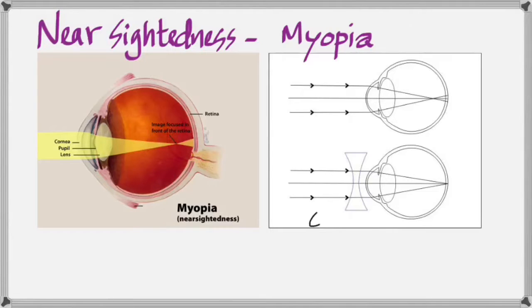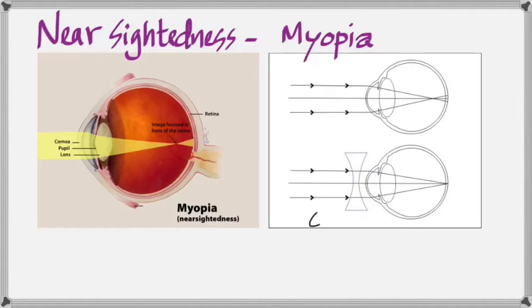How do we correct that? It's very clear here. You correct it by using a concave lens. Why? Because a concave lens is a diverging lens, isn't it? Because it's a diverging lens, it's able to push the focus further away. See, it's able to diverge it away.